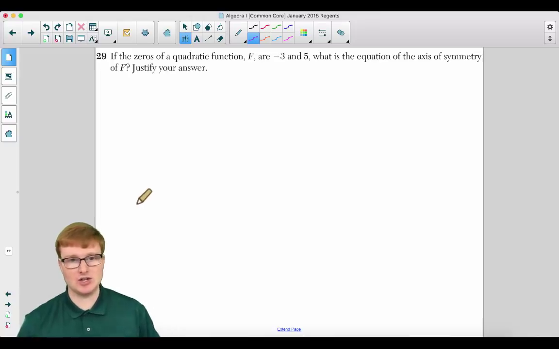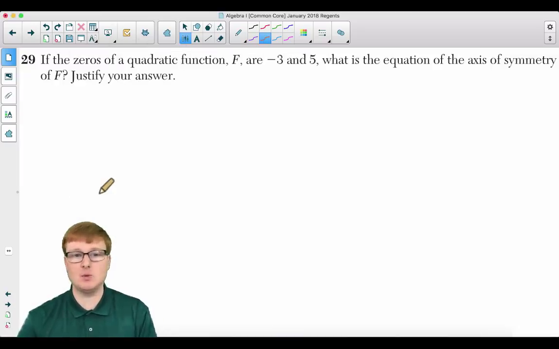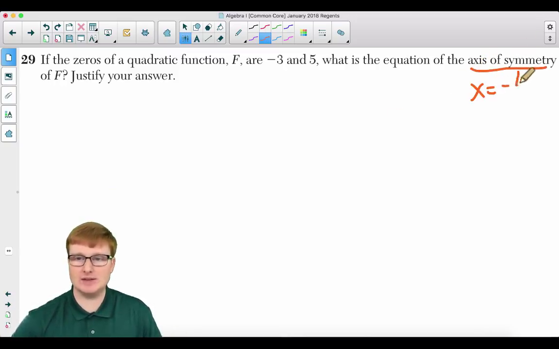If the zeros of a quadratic function f are -3 and 5, what is the equation of the axis of symmetry of f? Justify your answer. There are two very simple ways to get this question right. Either you could do it the incredibly fast way, or you could do it the way that I did it. I didn't mind showing work. But the axis of symmetry formula is x equals -b over 2a. That's the formula that you need to know to get this question right.